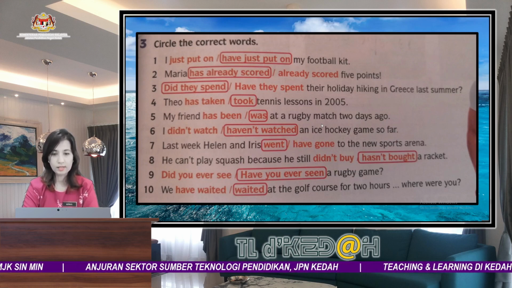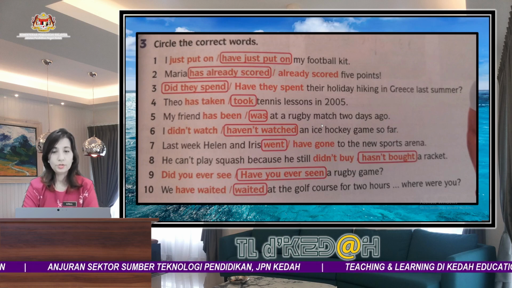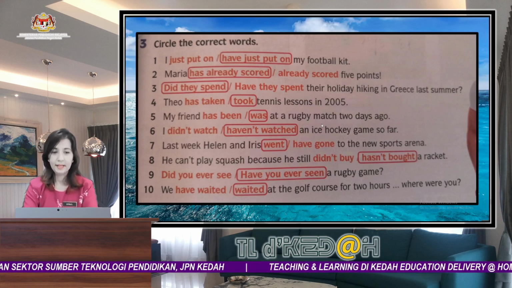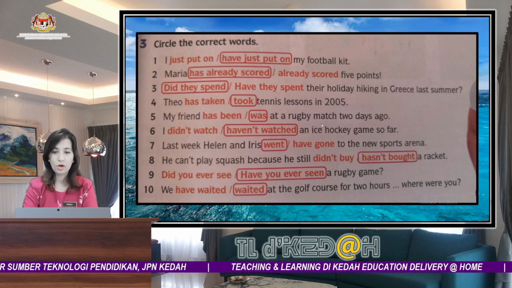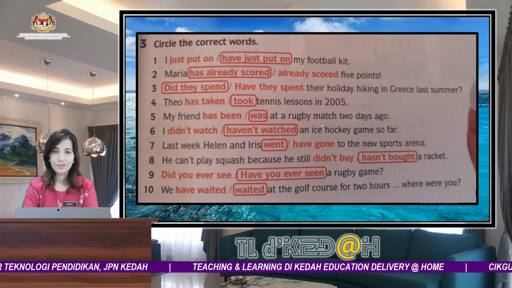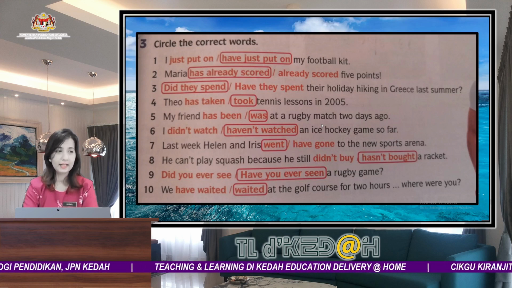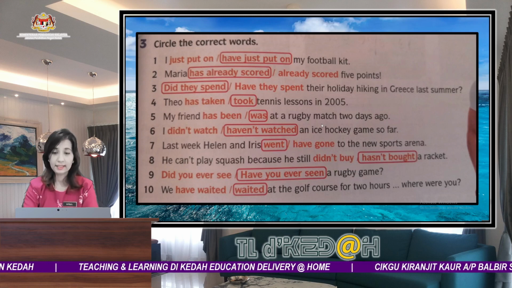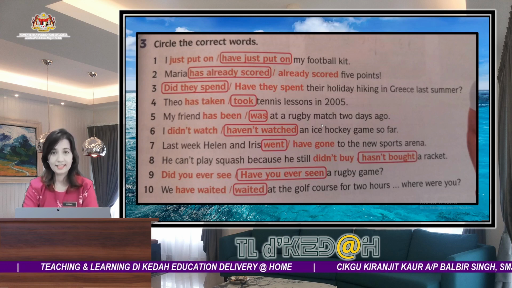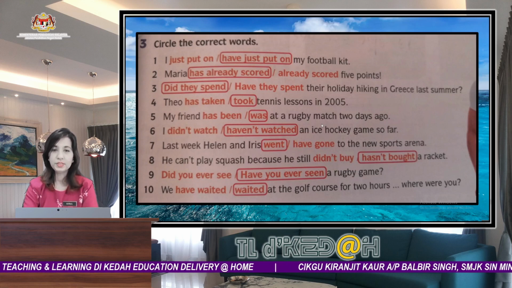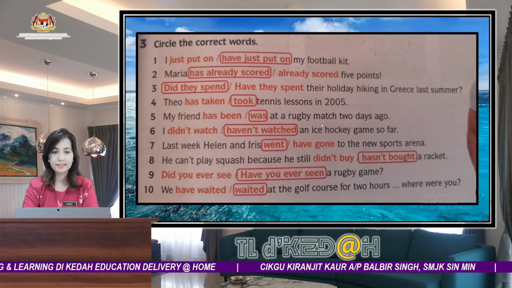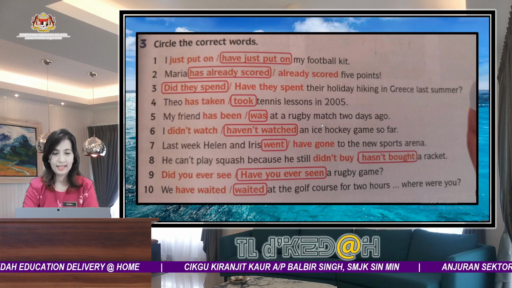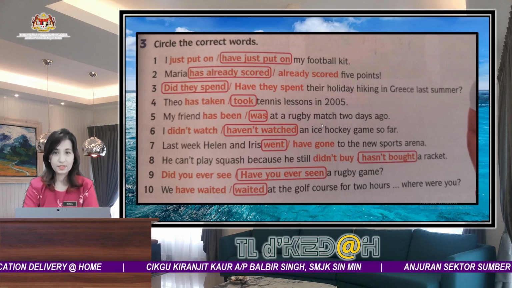Number 5, my friend has been or was. So the answer is was at a rugby match 2 days ago. It's mentioned 2 days ago. He was there. Okay, right. Number 6: I haven't watched an ice hockey game so far. So there is no specified time and it's showing that it might happen. I haven't watched an ice hockey game so far, but maybe I will one day. So that's when you use present perfect tense. Number 7: last week is a clue showing that it is past tense. Went. Helen and Iris went to the new sports arena.